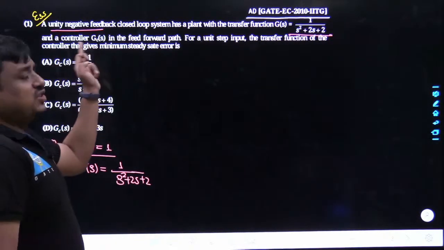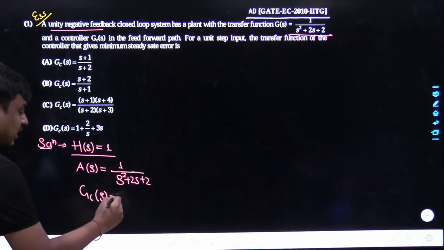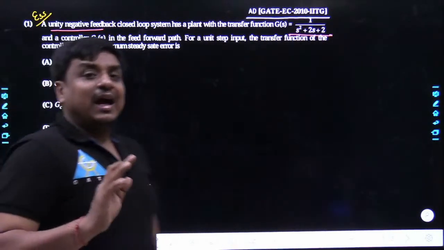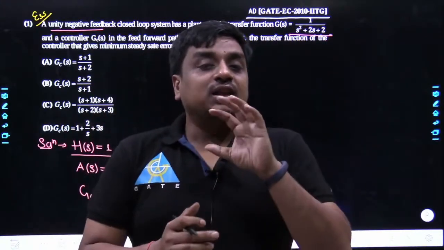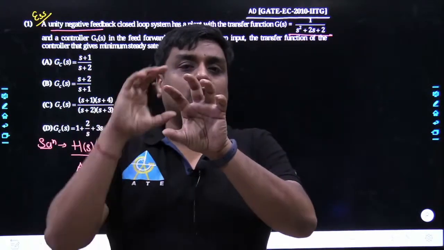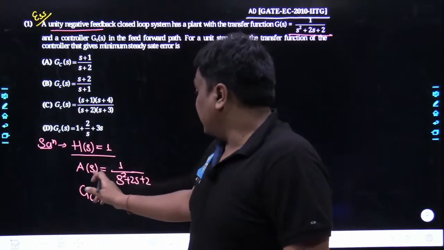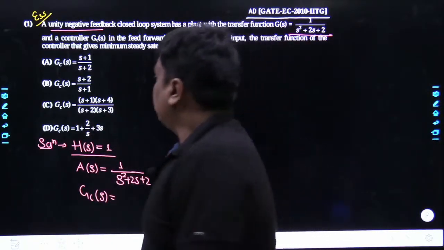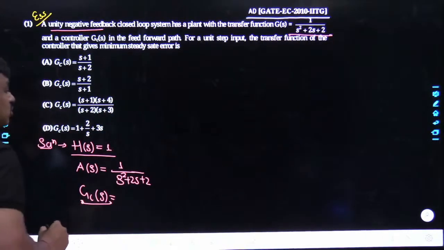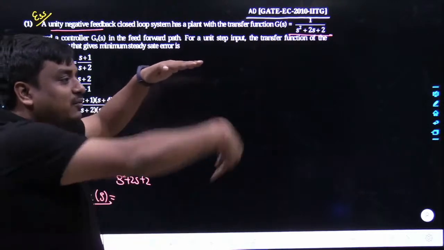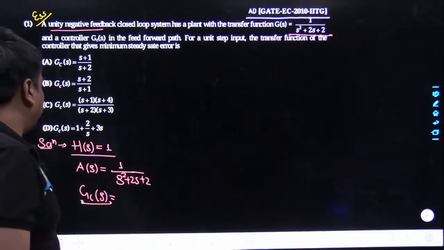And the controller GC of s. So far I have not come across the topic called controller, but you still have a fair idea about it. When I was discussing the complete structure of the closed loop system at the very beginning, it was clearly told that the error signal goes to the controller, and the output from the controller, which is the actuating signal, goes to the plant. This is what my plant is. Keep in mind, the controller can be placed in two different places, either in the forward path or in the reverse path, but here it has been clearly given that the controller has to be used in the forward path.